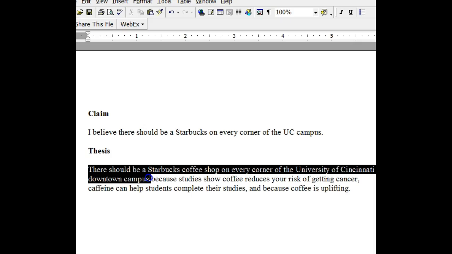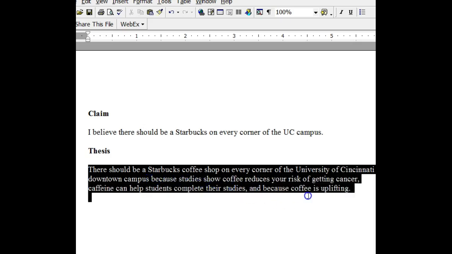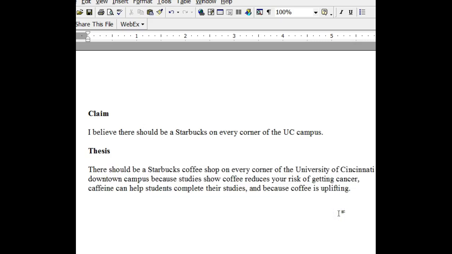There should be a Starbucks coffee shop on every corner of the University of Cincinnati downtown campus. And I have 3 reasons to support it, excuse me. So this is what you need to do to create a strong thesis or thesis statement. And again, it's not easy to come up with the perfect thesis statement.